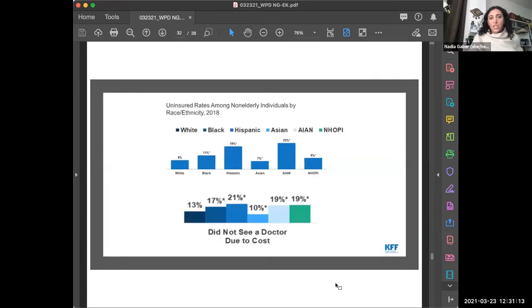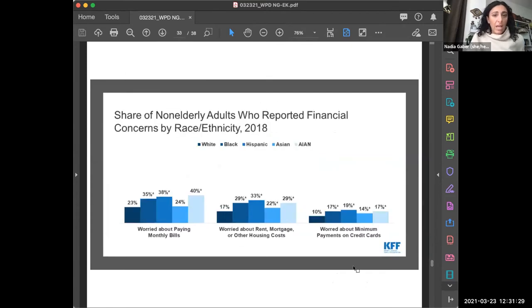And finally, this just shows both disparities in access to insurance and also even among those who did have insurance, that there are racial disparities in those who would even choose to see a doctor because of cost. And again, a study from the Kaiser Foundation, the same study, showing the share of non-elderly adults who reported financial concerns in terms of paying their monthly bills, their rent, their mortgage, their housing.